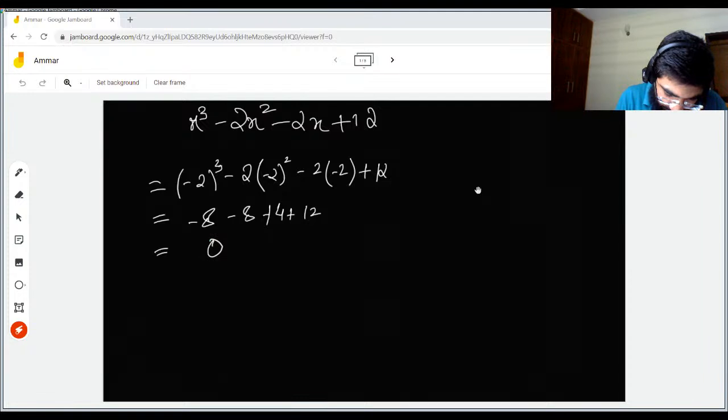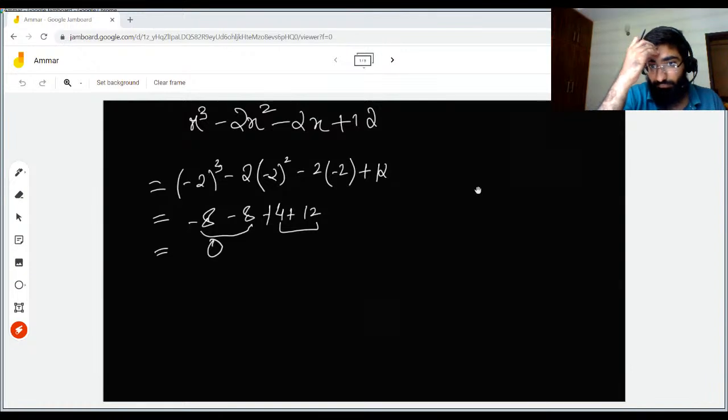Minus 8 is minus 16. 4 plus 12 is positive 16. Positive 16, negative 16 is 0. Okay, so if I then look, like 14.